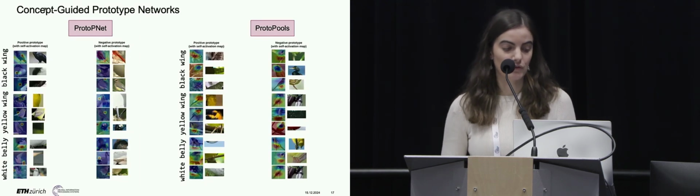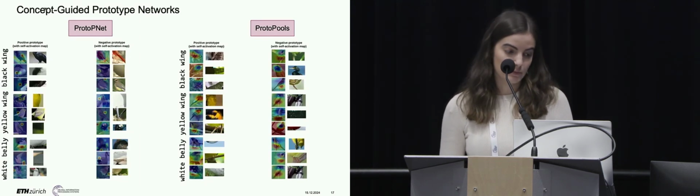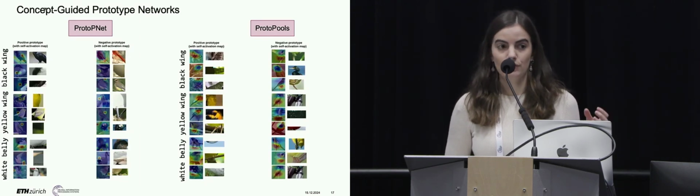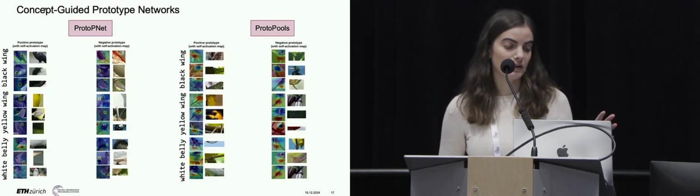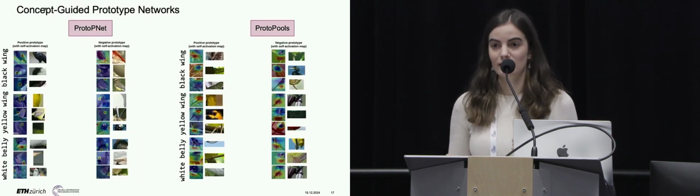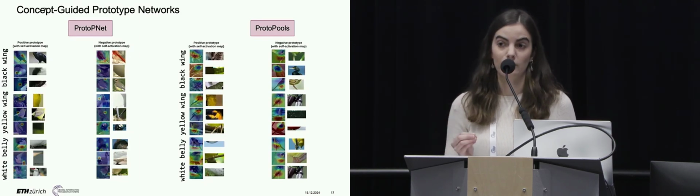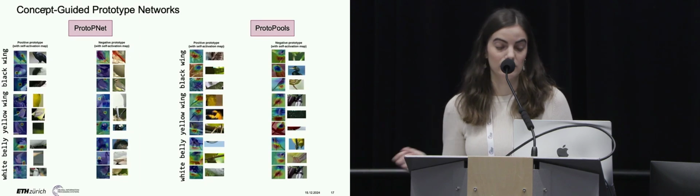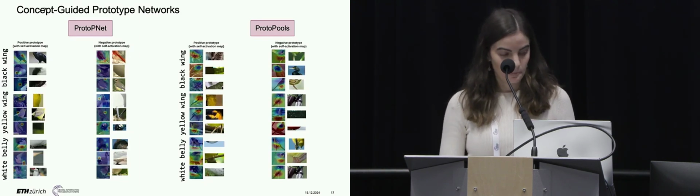And you have also next to it the different prototypes that we obtained. We have them for the actual positive classification, so the samples in which it was classified as having a black wing or having a yellow wing, but also for the negative ones. So we can see which parts the model found relevant in the training dataset to classify an actual sample as not containing a certain concept.